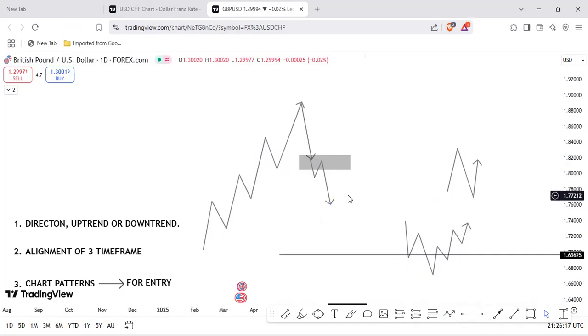That is why I said always wait for the second leg. Don't trade the first leg. Always wait for the second leg. This is the second leg here.